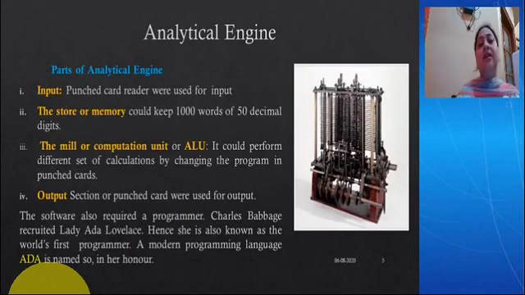The Analytical Engine proposed by Charles Babbage had four parts: the input, the store or memory, the mill, and the output. The input is similar to the input devices used today, but at that time the punch card reader was used for input. The store or memory could keep 1000 words of 50 decimal digits. The mill, or the computation unit or the ALU, could perform different sets of calculations by changing the program in punch cards. The output section also used punched cards for getting the output.